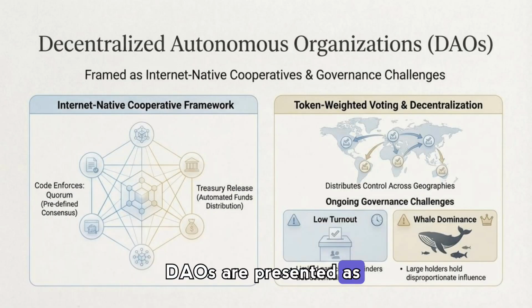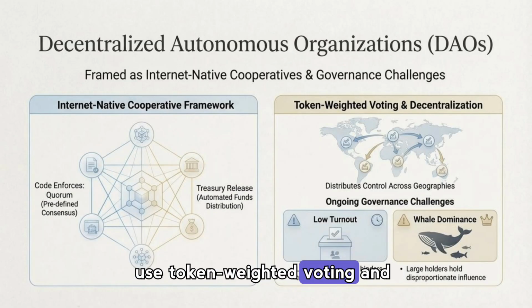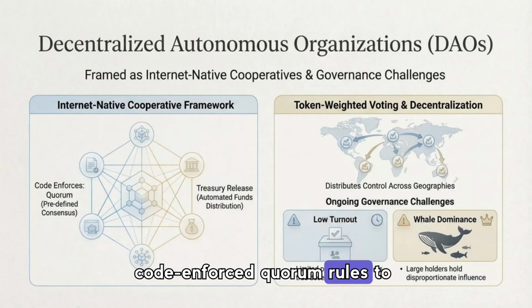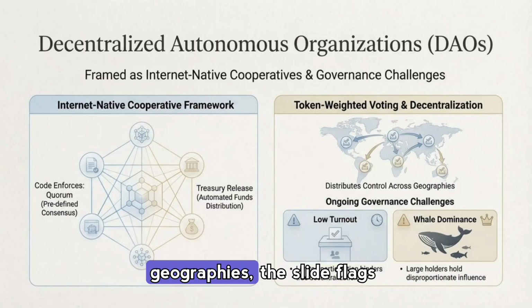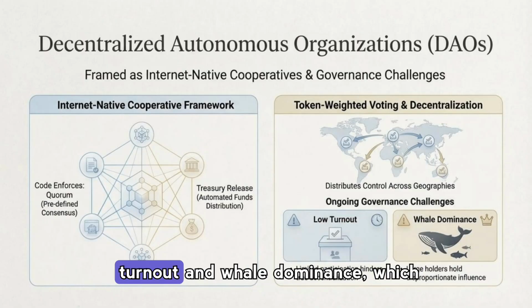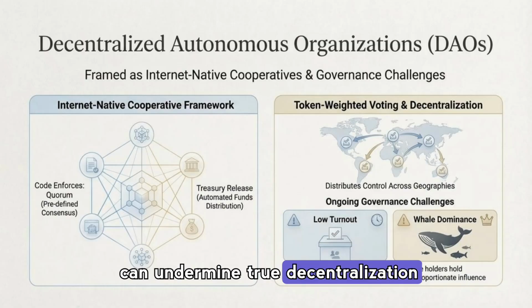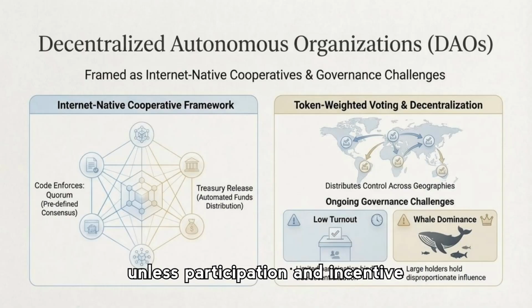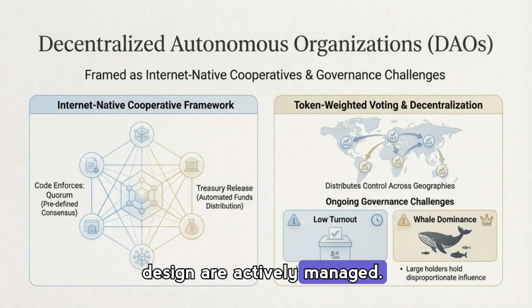DAOs are presented as internet-native cooperatives that use token-weighted voting and code-enforced quorum rules to coordinate action. While they distribute control across geographies, the slide flags governance challenges like low voter turnout and whale dominance, which can undermine true decentralization unless participation and incentive design are actively managed.